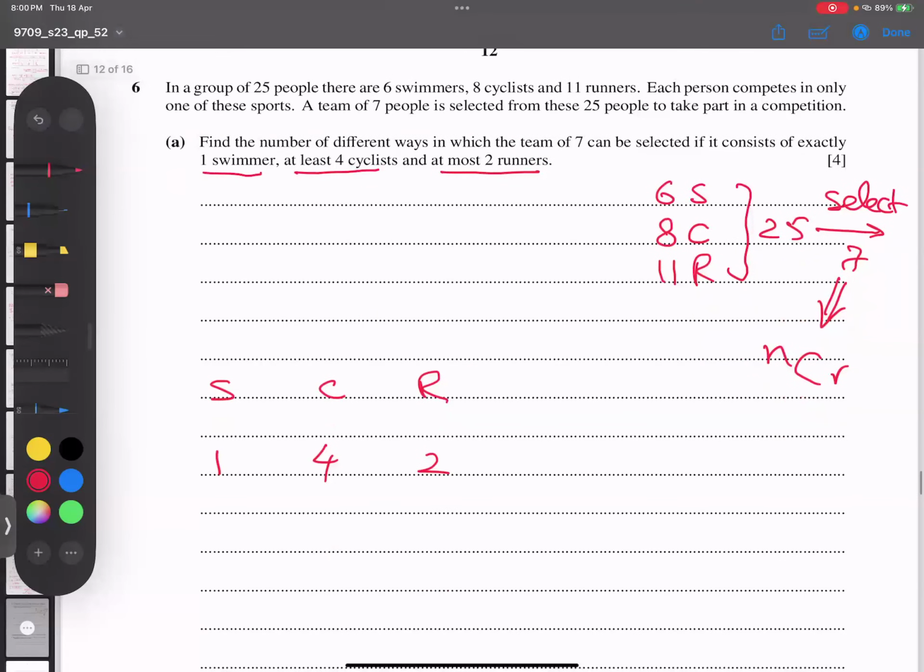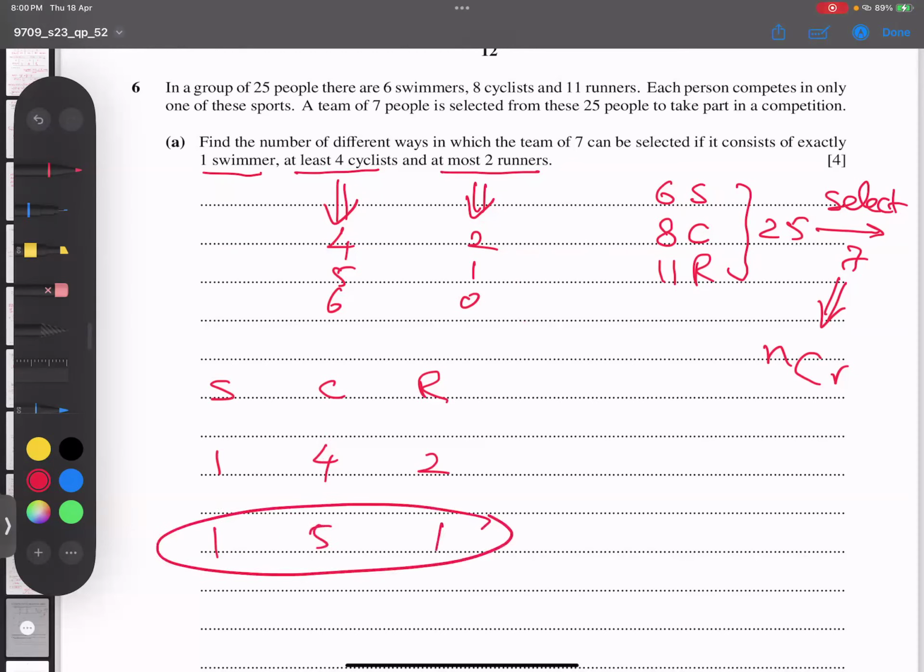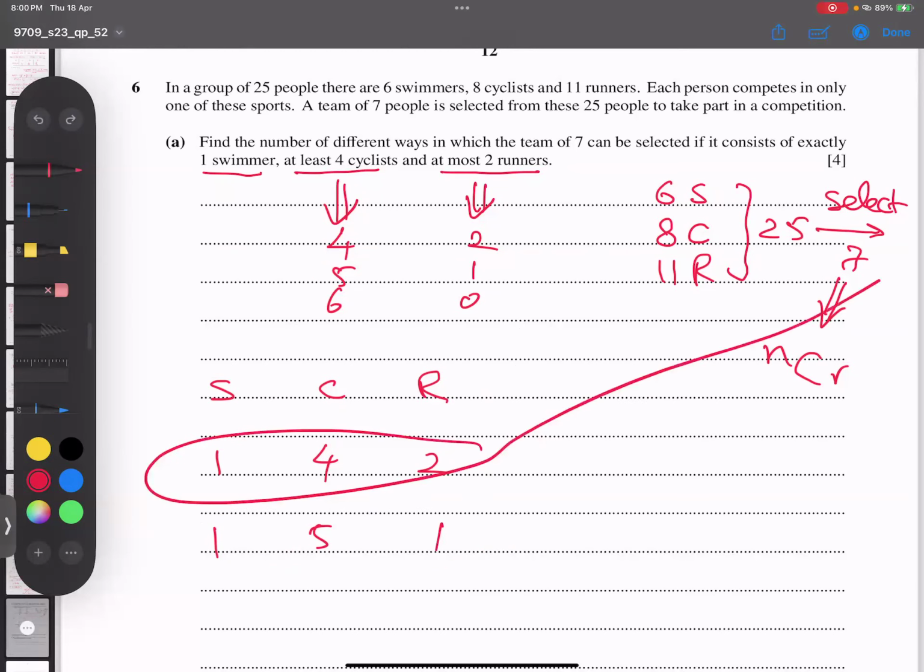What could it be if I increase? Because at least 4 means 4, 5, and 6, because the maximum is 6. And at most 2 means this could be 2, 1, or even 0. So if I write it here, 1 and 5, and here 0, 1. See, it becomes 7. See, here also 7.